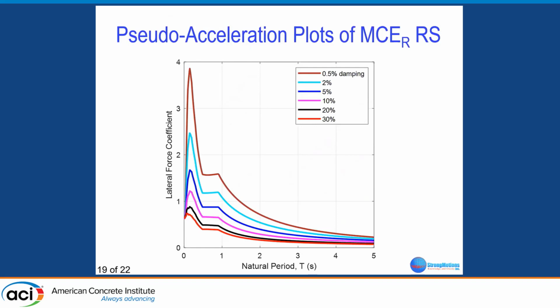So for linear systems, the period is well defined. So you calculate the period, and corresponding to the period and damping, you calculate the lateral force coefficient, right? And that will tell you how strong the tank has to be, right? But for nonlinear analysis, this is not helpful, because for nonlinear analysis, the period is not defined, right? Period only exists for linear system.